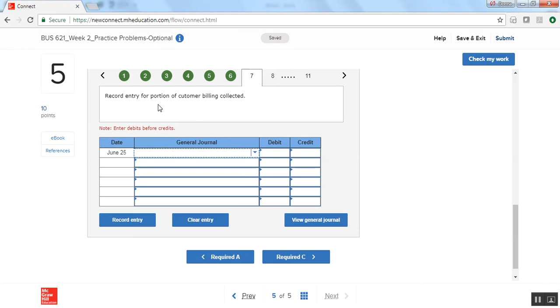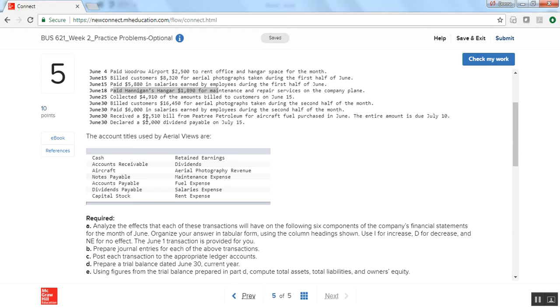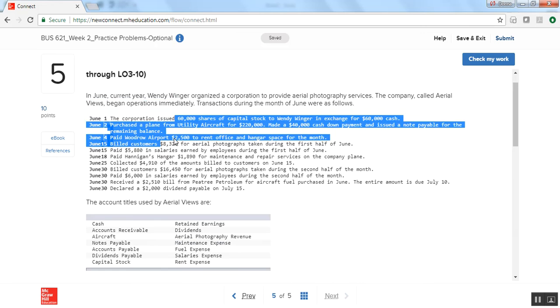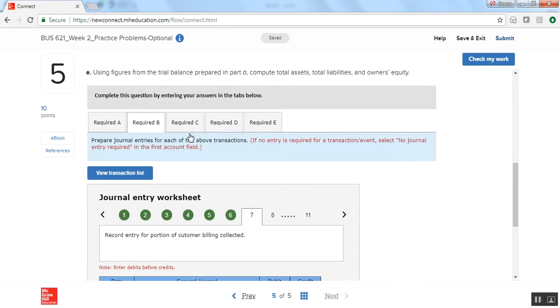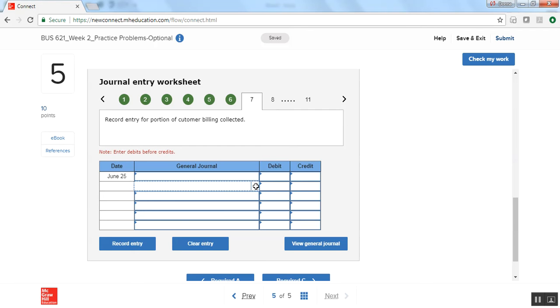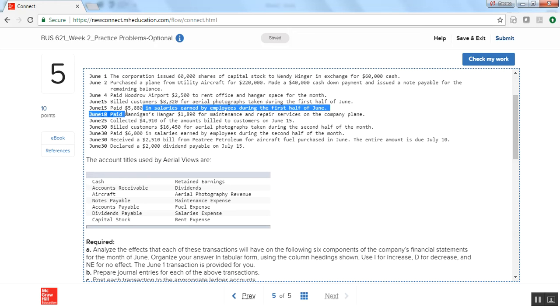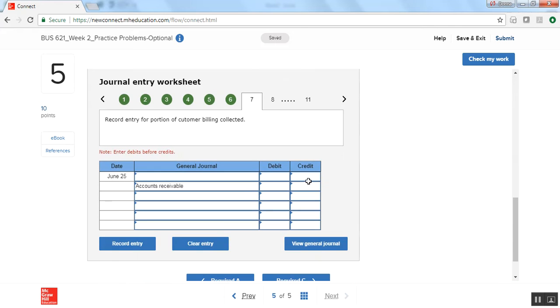Debits always come first. Record the entry for the portion of customer bills collected. All right, so we collected $4,910 of amounts billed to customers on June 15th. On June 15th, we billed customers, remember the $8,320? Well, we're collecting a portion of that. So that means that we had an accounts receivable balance, and it's going to go down. Accounts receivable is an asset. It's going down because we're collecting the cash now, $4,910. And we're collecting cash. Cash is going up. Cash is an asset. $4,910.